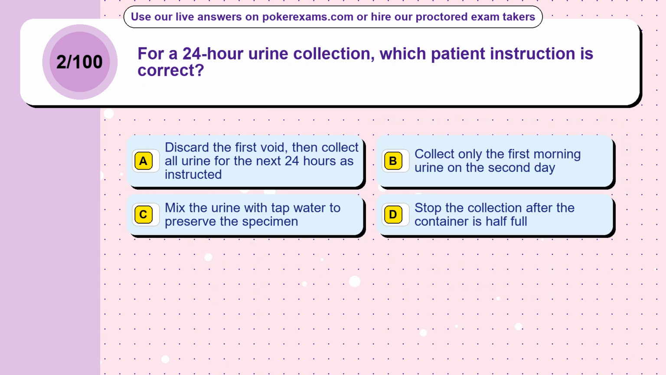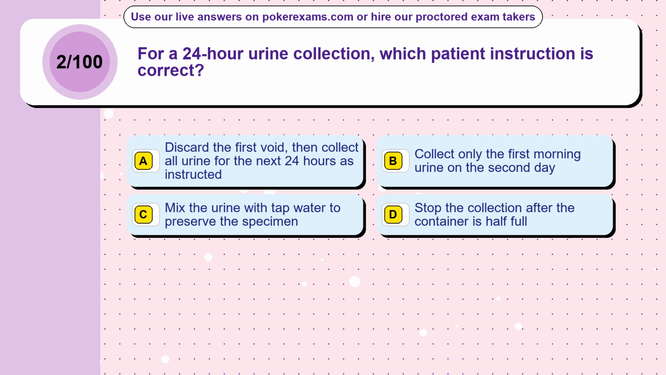Question 2. For a 24-hour urine collection, which patient instruction is correct? Option A. Discard the first void, then collect all urine for the next 24 hours as instructed. Option B. Collect only the first morning urine on the second day.